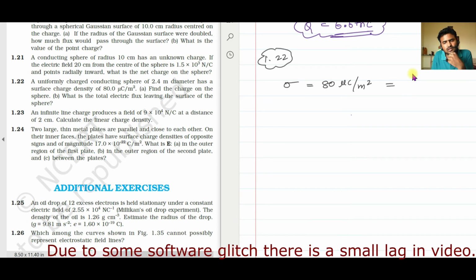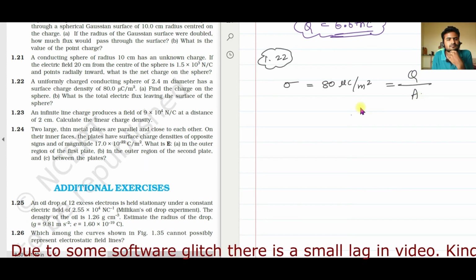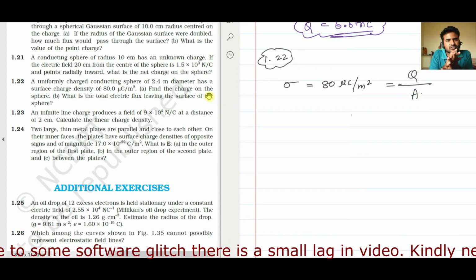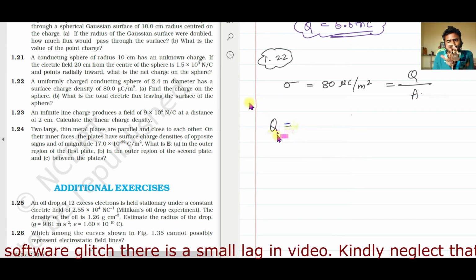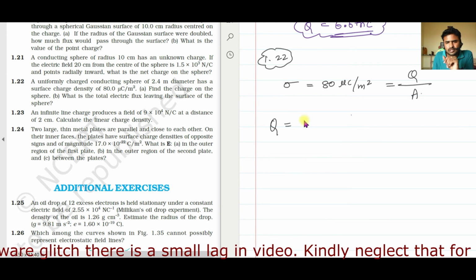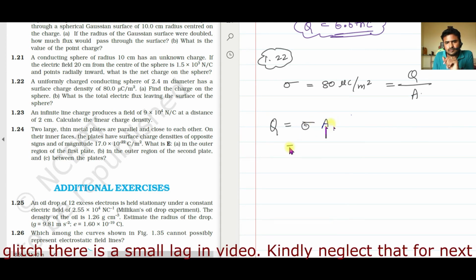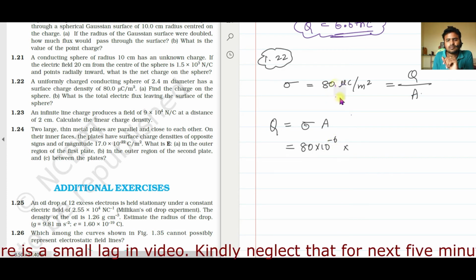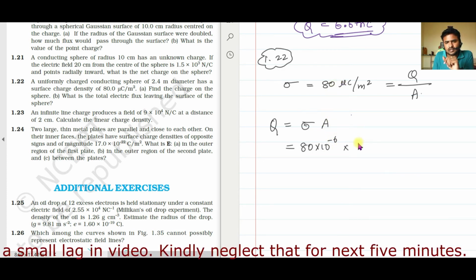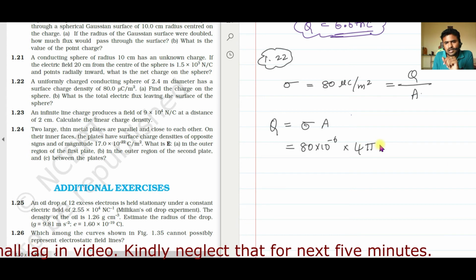Surface charge density is what? Total charge divided by surface area. Charge per unit area is surface charge density. So now the total charge present on the surface can be written as sigma into A, right? Sigma is 80 into 10 to the power of minus 6 because it is 80 microcoulomb. And what is the surface area? Surface area is 4 pi r square.